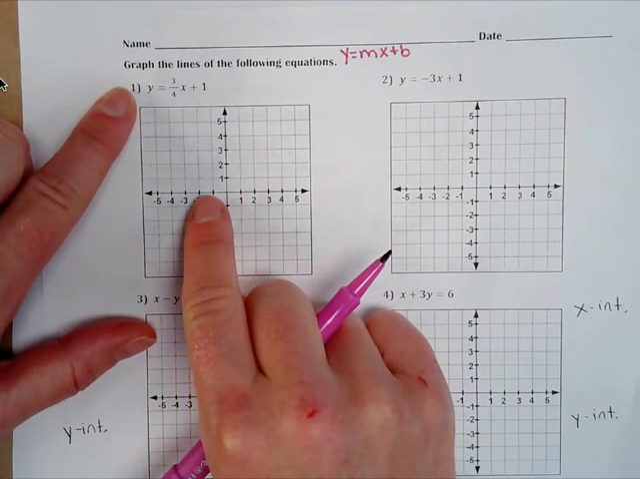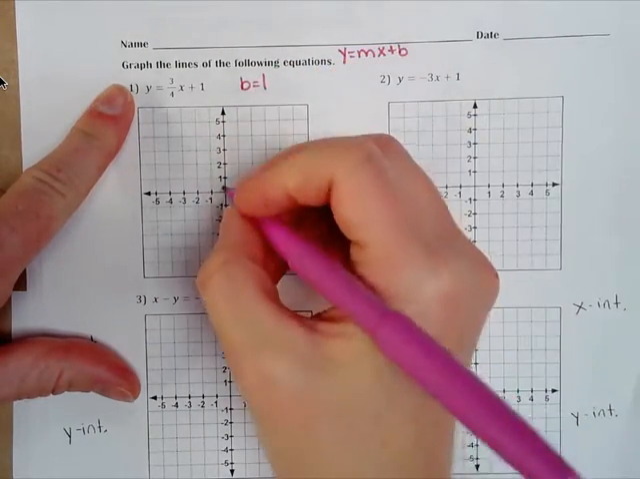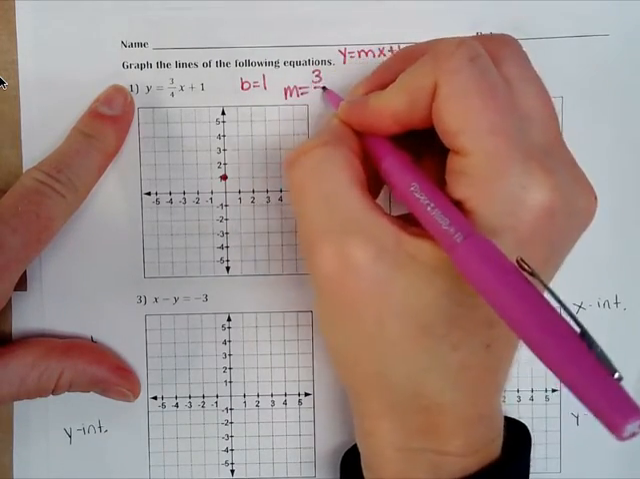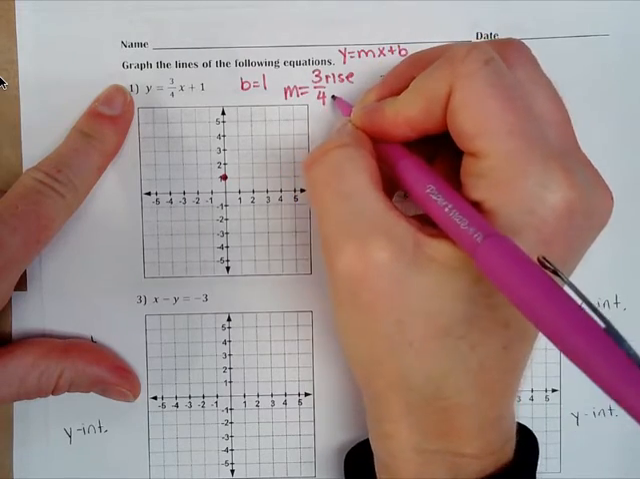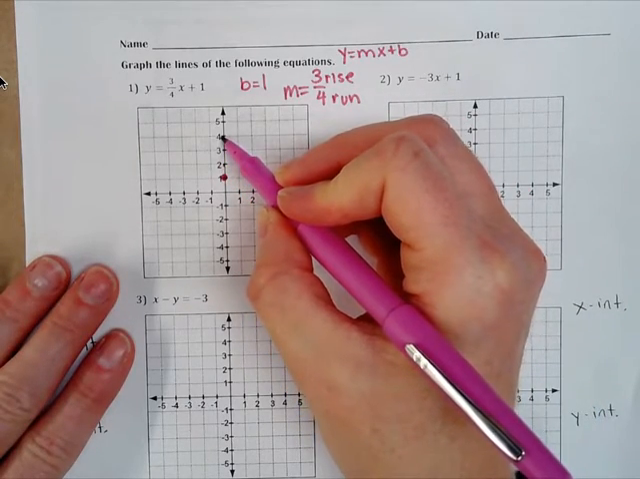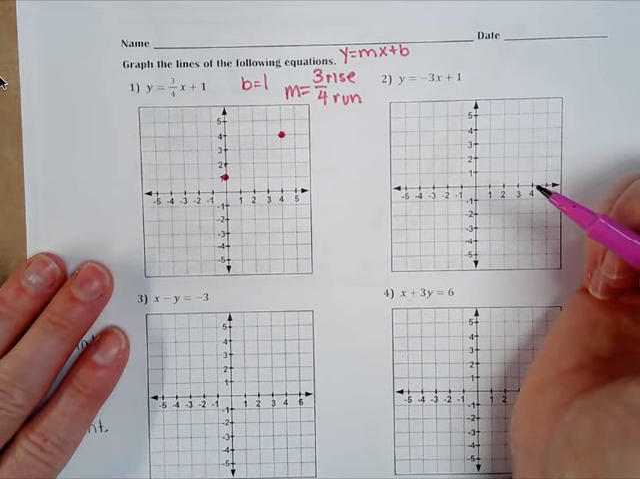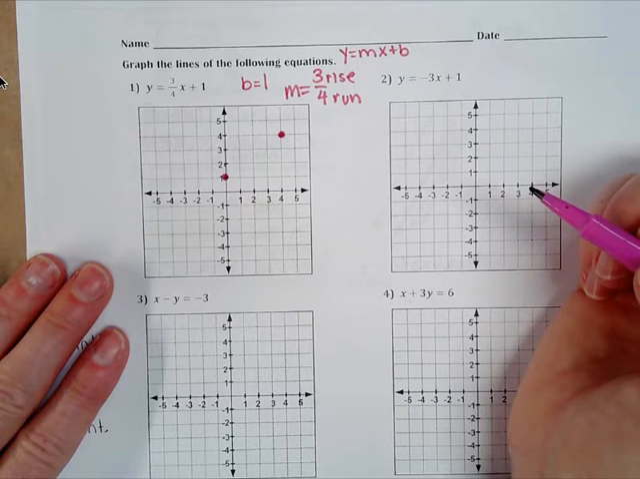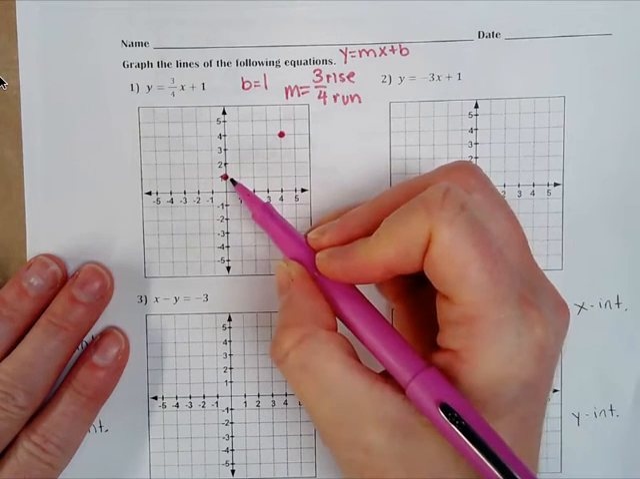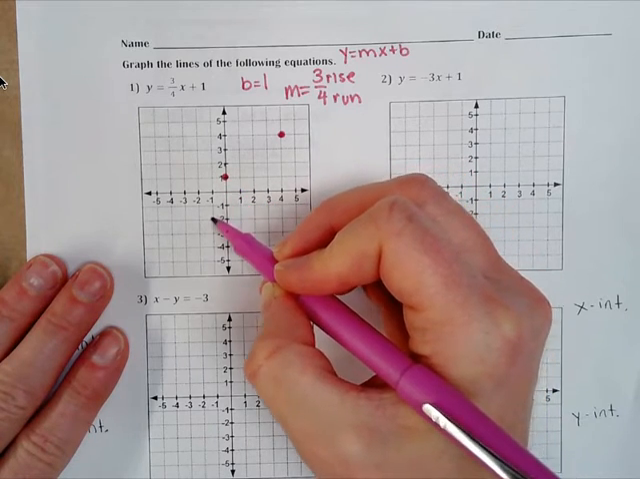So on number 1, we would graph our y-intercept, which is 1, and then do our slope. Rise 3, run 4. So you're going to count 1, 2, 3 over 1, 2, 3, 4. And to get to the other side of the y-axis, you go the opposite. Instead of going up 3, right 4, I'm going to go down 3 and left 4.